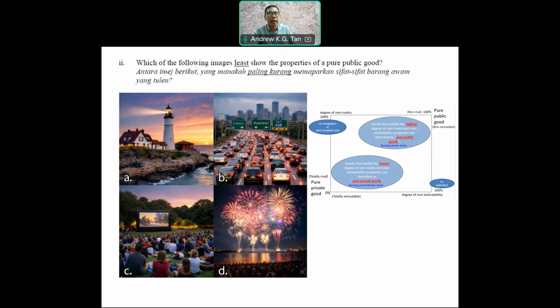However, for this picture here, this is a picture of a highway, right? It's a highway, and there is congestion here. Therefore, the answer of list paling kurang memaparkan sifat-sifat barang awam tulen would be highway, such as this, because there will be congestion. An additional car will create more jam, right? Although they cannot be excluded from using the highway.